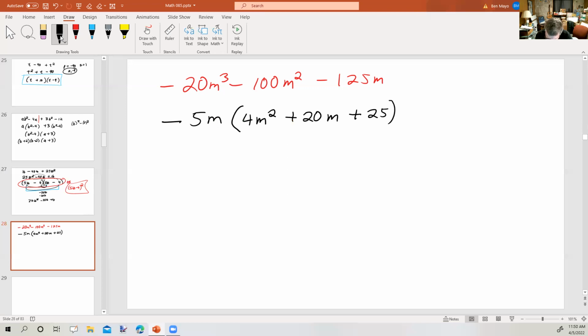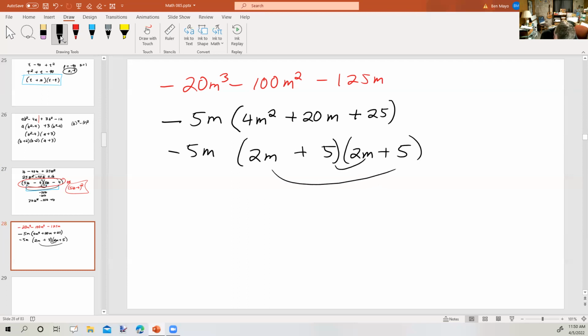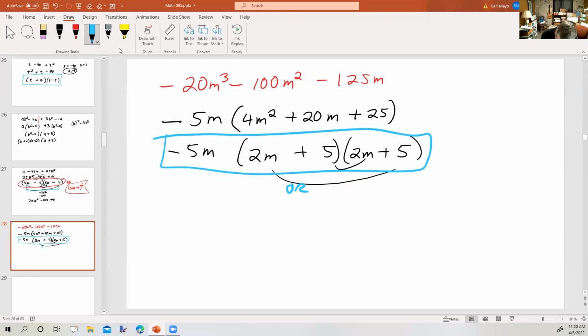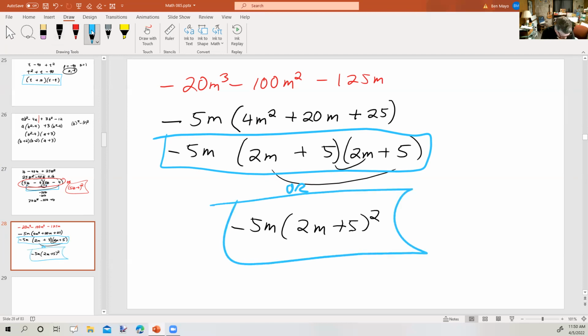Well, let's see. What's in the parentheses? There's a trinomial. Looks like it might be a perfect square. So let's see here. 2m, 2m, 5, 5, plus 10m, 10m. Yep, it's a perfect square. So that's the answer. Or you could write it like this, negative 5m times the quantity 2m plus 5, squared. All righty.